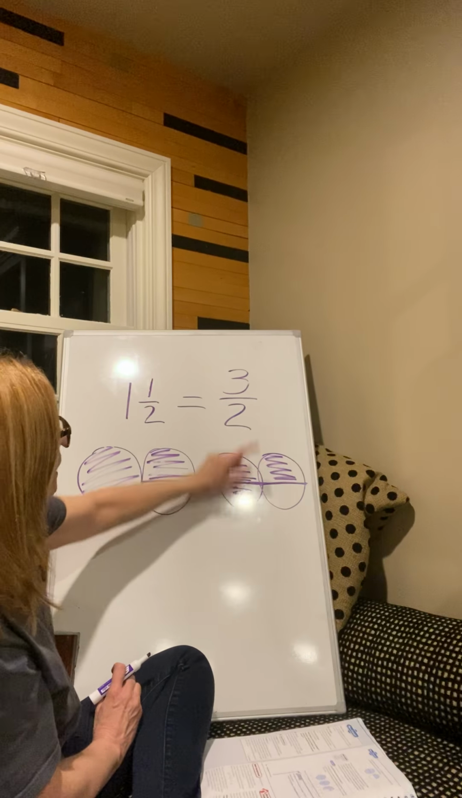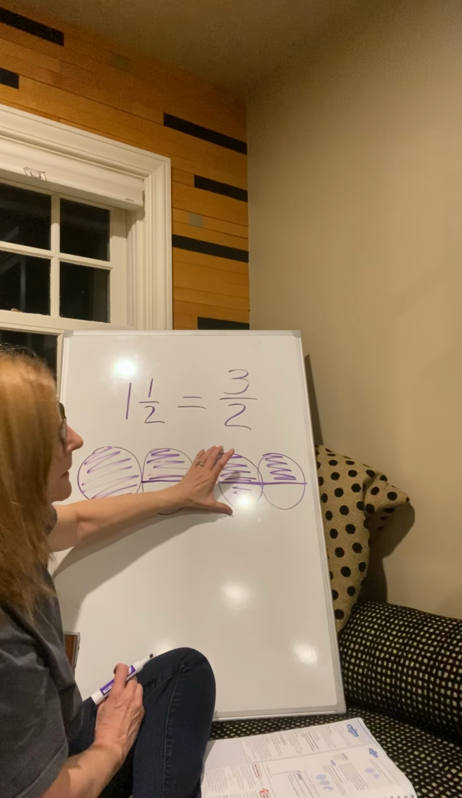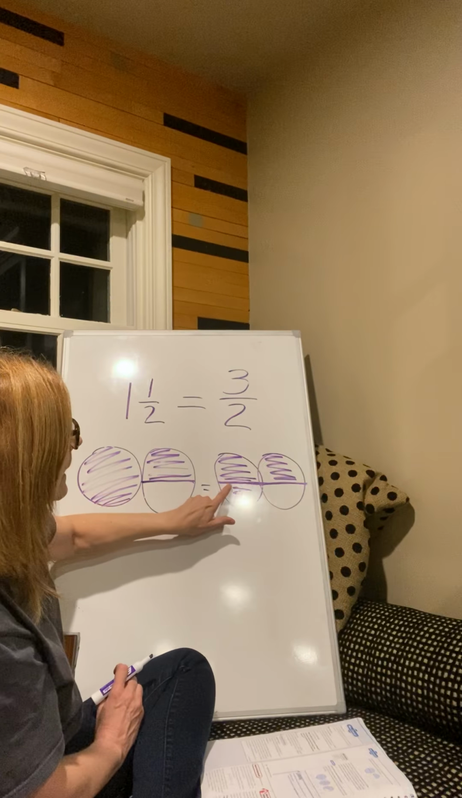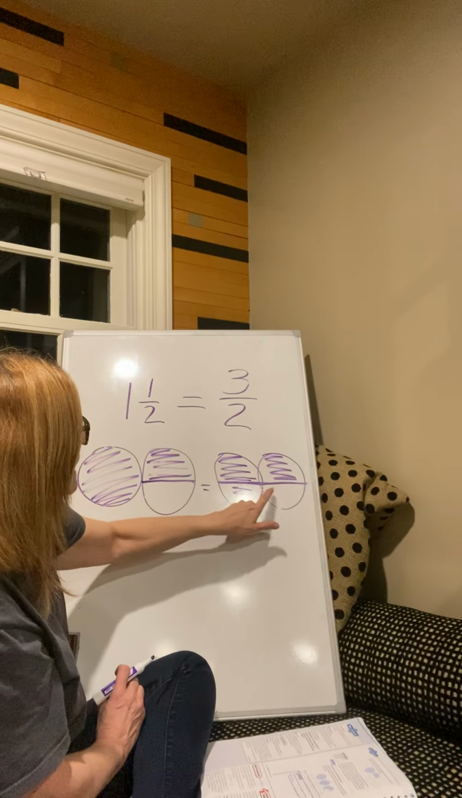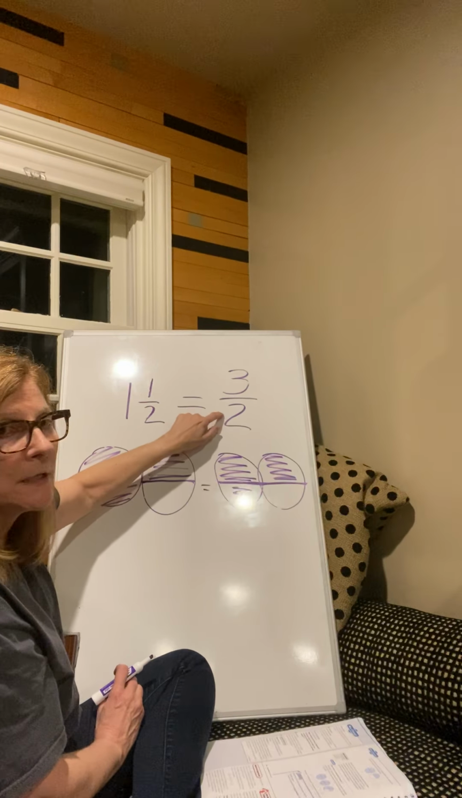Now, over here, it's 3/2. So I had to draw a circle that was halved, and this circle is halved. And then how many of these halves do I need? I need 3 of them. 1, 2, 3.